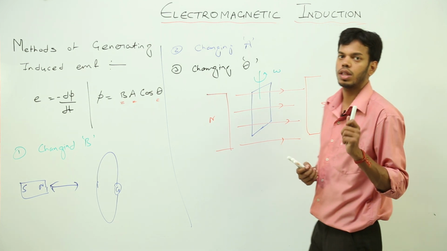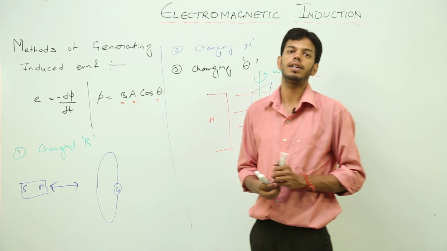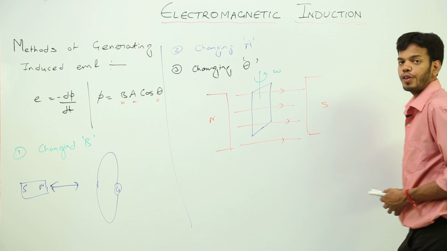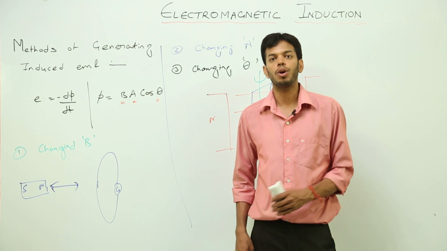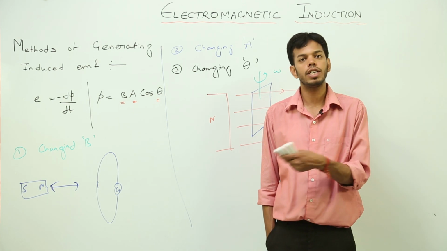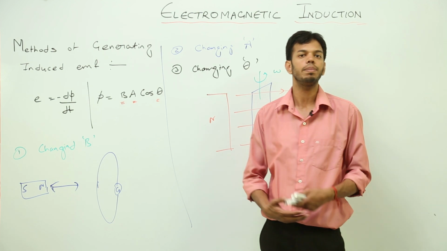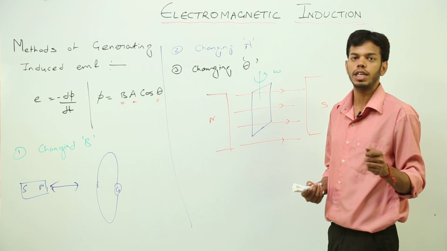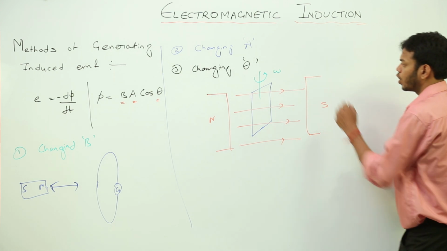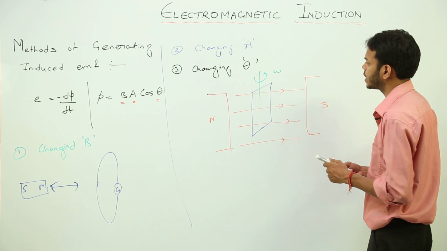Guys, do you know the relation between angular velocity and theta? What is velocity? Displacement upon time. What is angular velocity? Angular displacement upon time. What is angular displacement? Theta, the radians or angle covered in a particular time. So d theta upon dt, or just theta upon t, is the angular velocity omega. That was a very short revision.